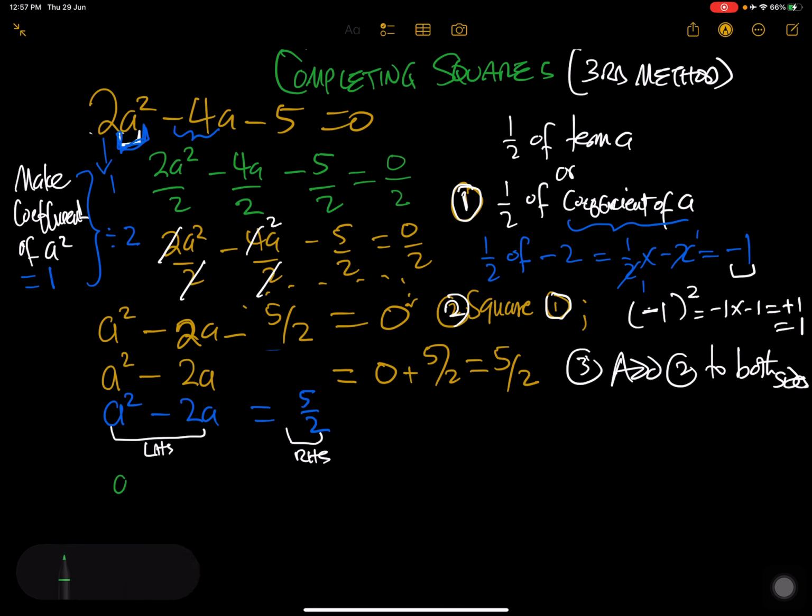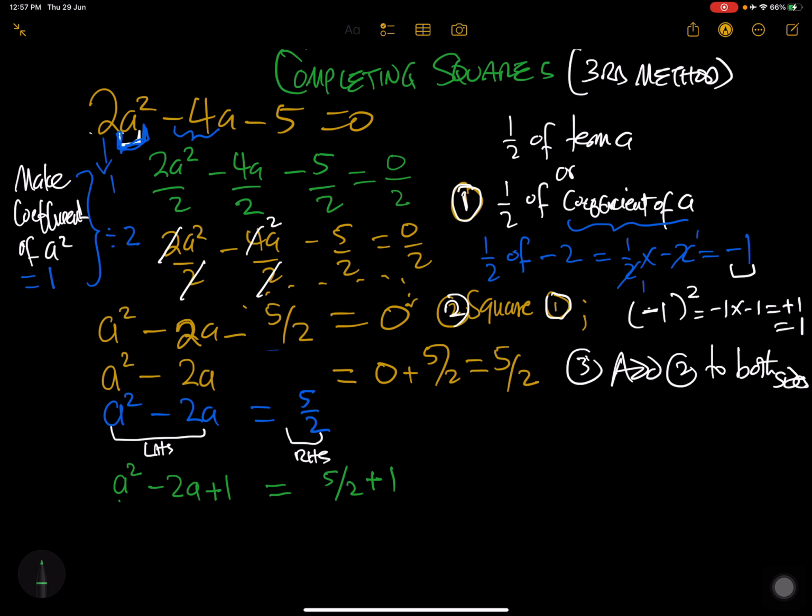So it's going to be a squared minus 2a plus 1 is equal to 5 over 2 plus 1. That's what we just did. We added it to both sides. Now we can see here that this is an expression. We can factorize this easily, right? Or if you don't want to factorize it, think of it as just writing a minus the coefficient, step 1.